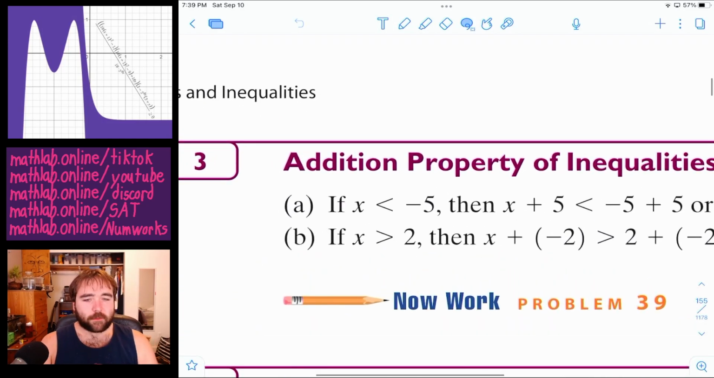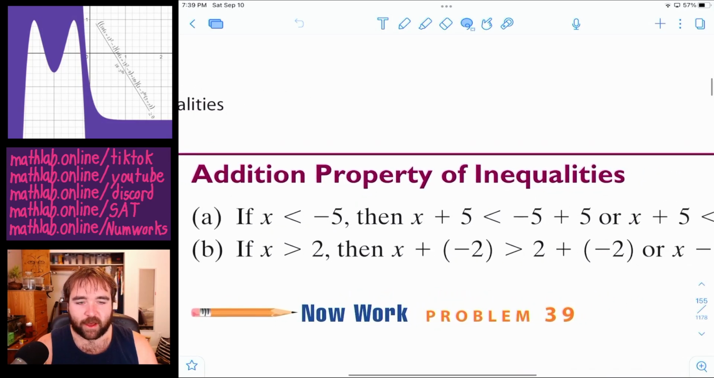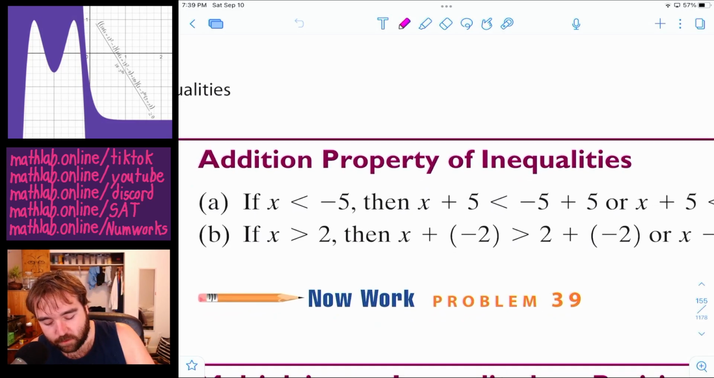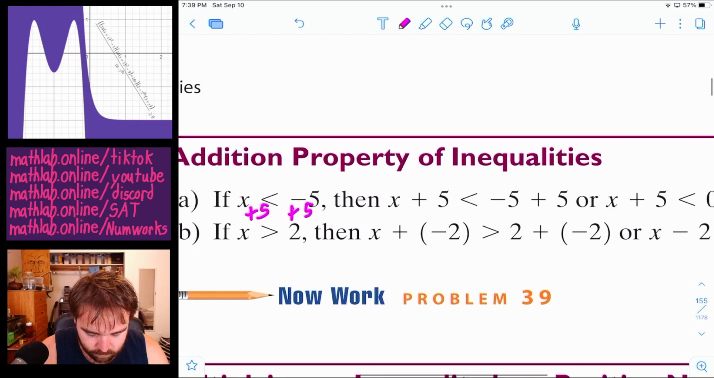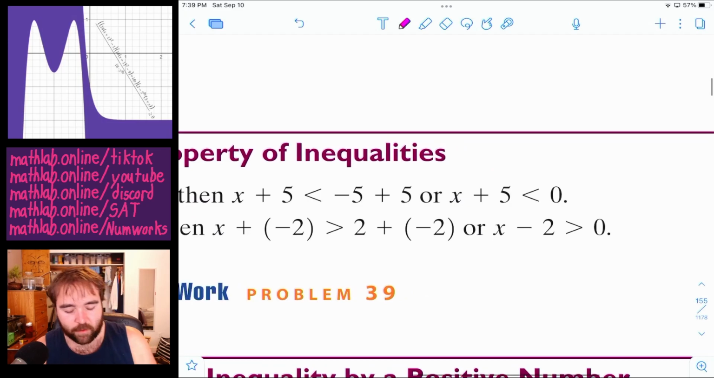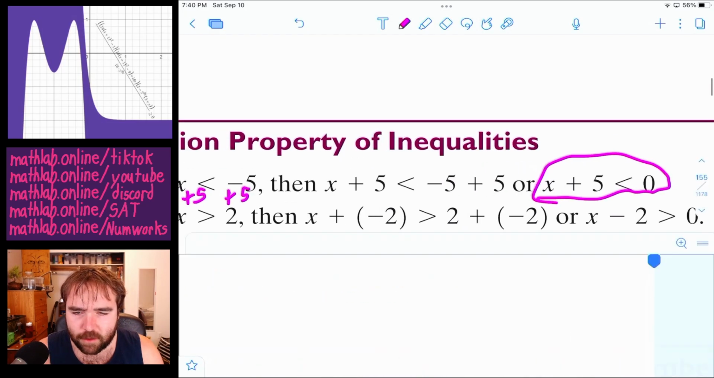So example 3, if x is less than negative 5, then x plus 5 is less than negative 5 plus 5. So see what they did? They added 5 to both sides. So x plus 5 is less than negative 5 plus 5. And then they did that so that they could end up with this. So it's kind of a weird example because normally you would try to think about it going the other way.